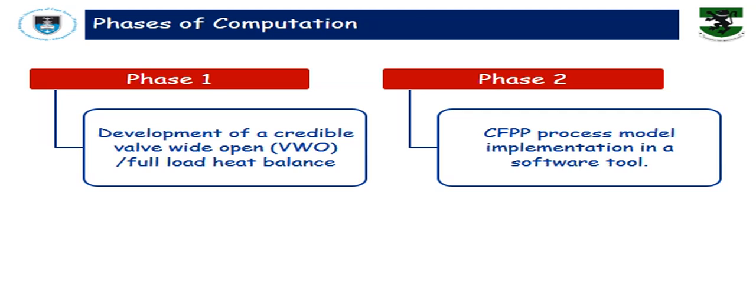Then the second phase had to do with actually calculating the performance of the coal-fired power plant at the different load conditions, and this we had to do with the help of the VirtualPlant software. The first one was actually done with the use of an Excel spreadsheet that has steam tables embedded in it.